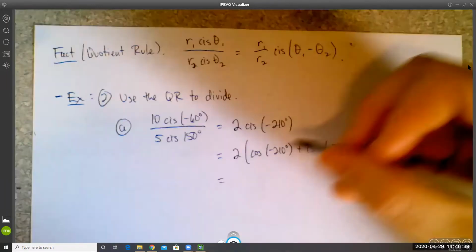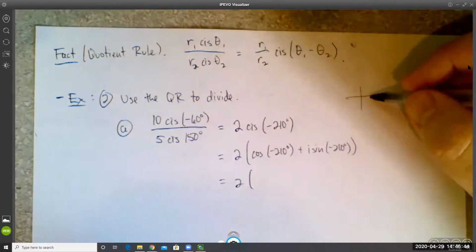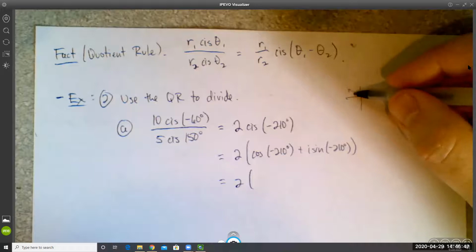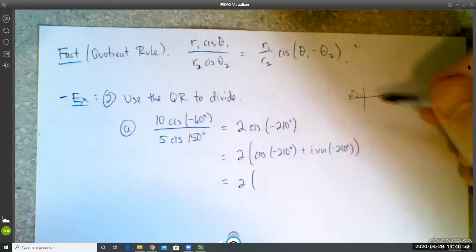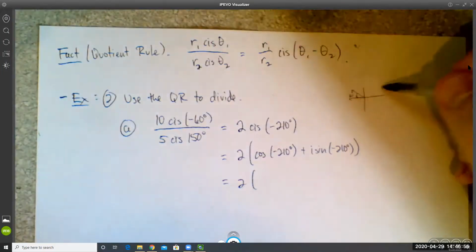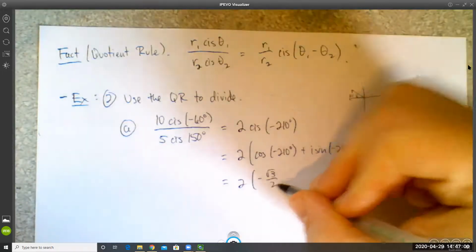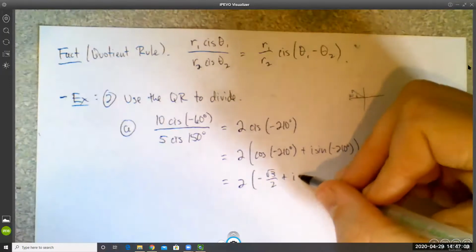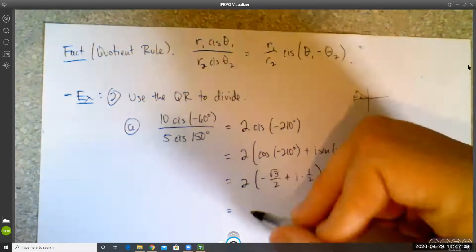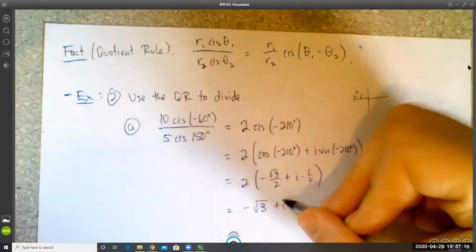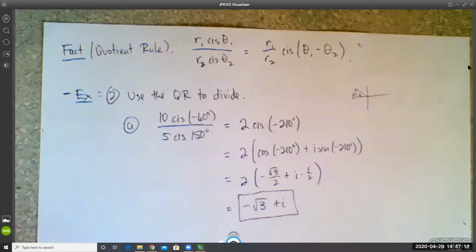So this is going to be 2 times cosine of 210. Now what would this be? I guess 180, 210, it would put us here, but the reference angle is still going to be 30, right? So I guess it's the same as the previous problem. Cosine 30 degrees would be root 3 over 2, so this is going to be negative root 3 over 2 plus I times 1/2. And then distributing the 2, we have negative root 3 plus I. Okay, so that's that one.